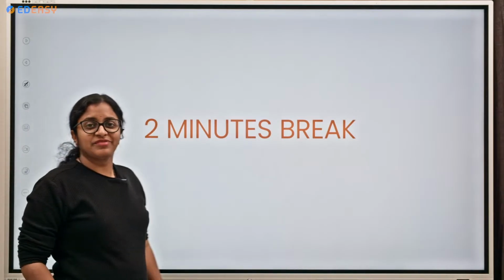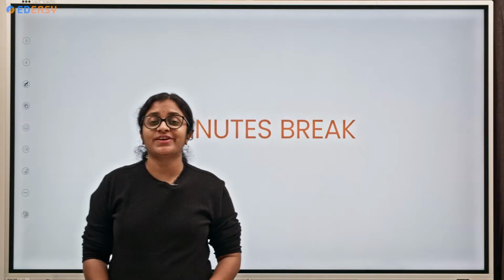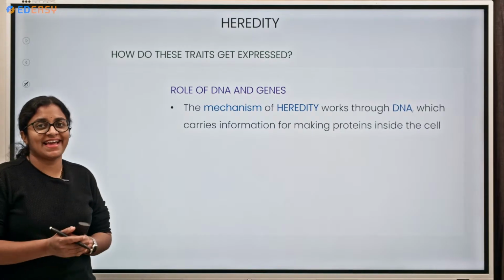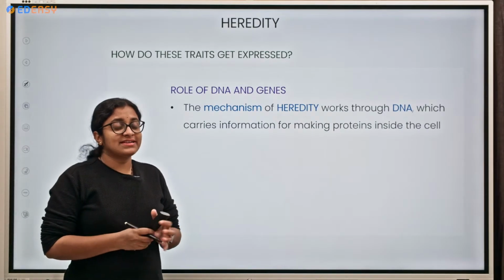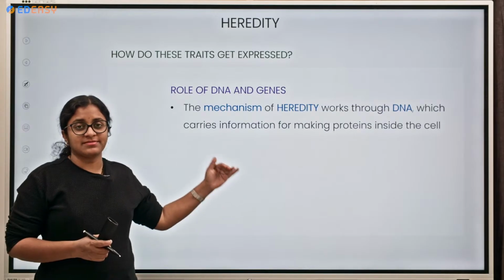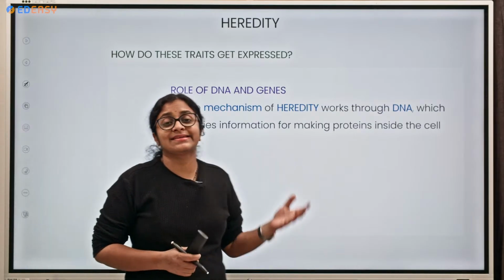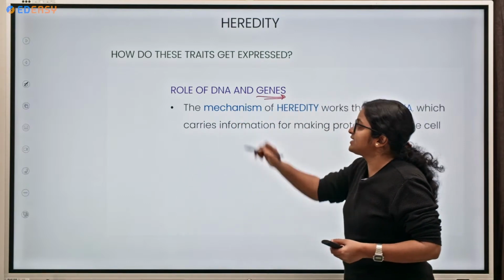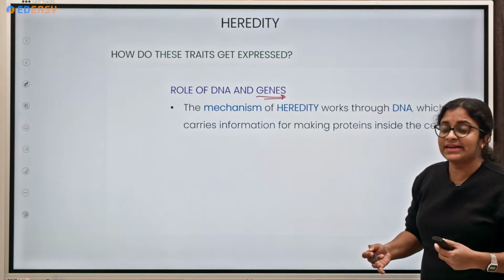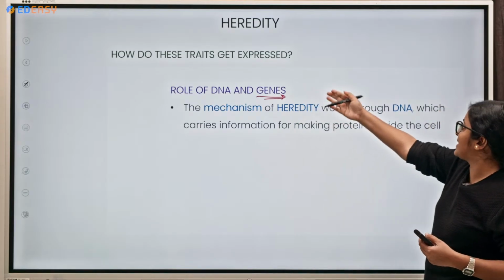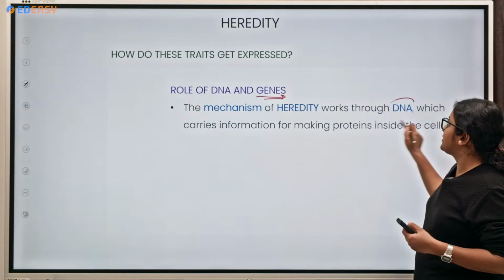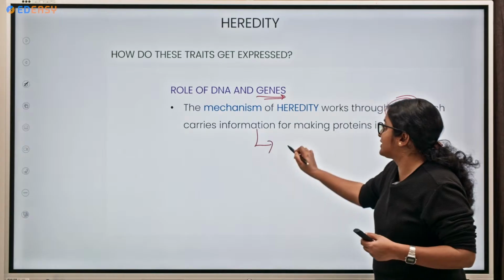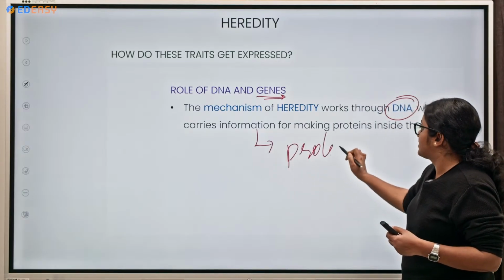So students, I hope that break is enough now. Let's move forward. Let's understand further the concept of the role of DNA and genes. So how the traits are getting expressed. Now comes the question, how these traits are getting expressed exactly. Now here we have the role of DNA and genes where the mechanism of heredity is working through this DNA and genes. So what does the DNA do? It carries the information for what? For making of certain proteins inside the cell.